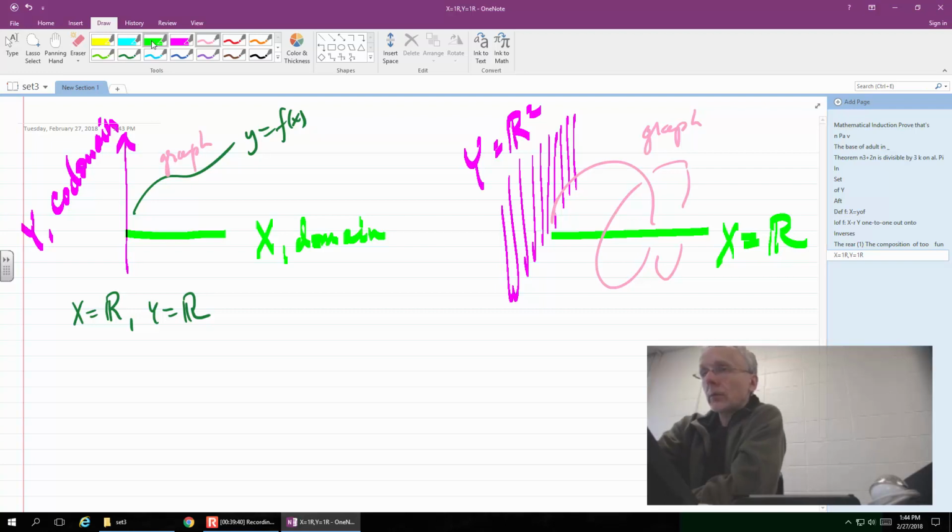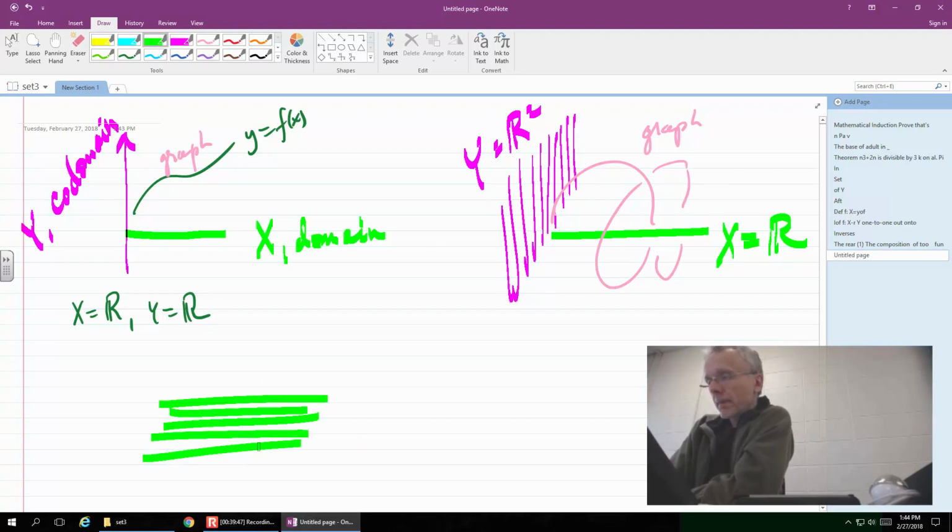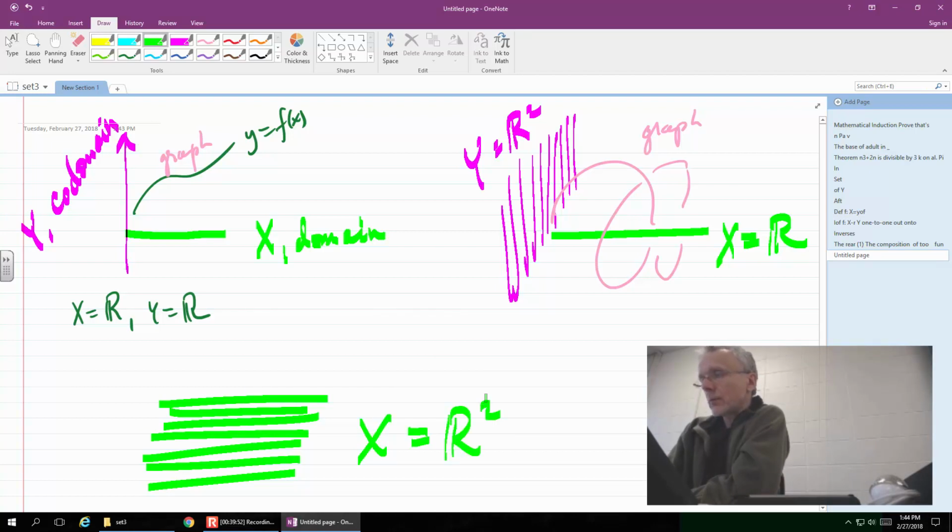Okay, and then one more step. If we move on to functions of several variables, remember this. So this is the domain, X is equal to R2. Okay, and then the z-axis is Y, which is R. Okay, and the graph is possibly a surface.